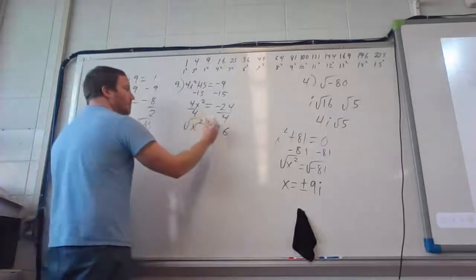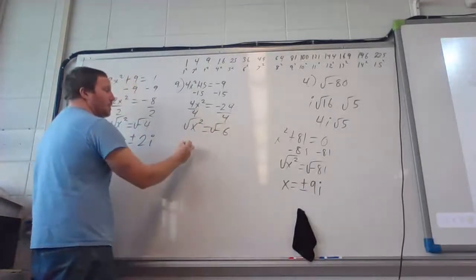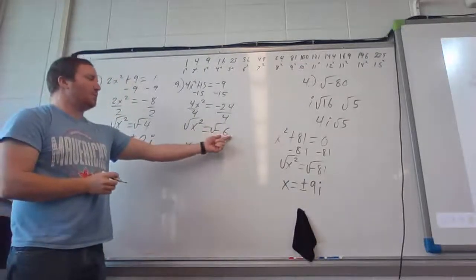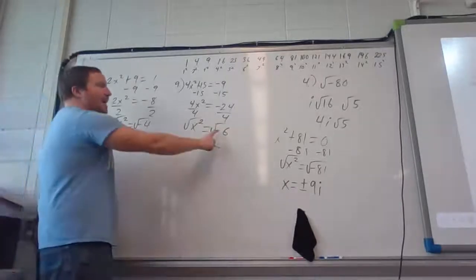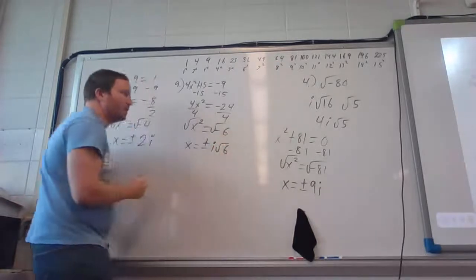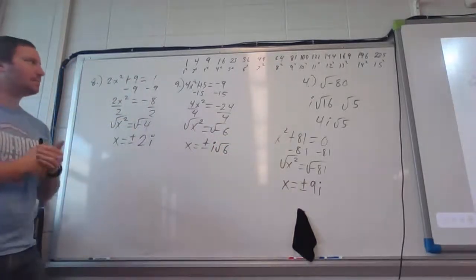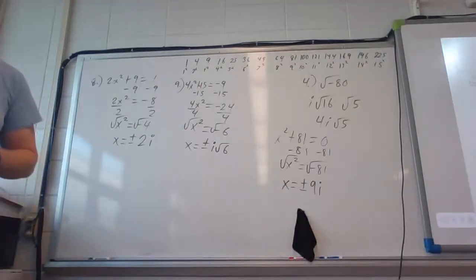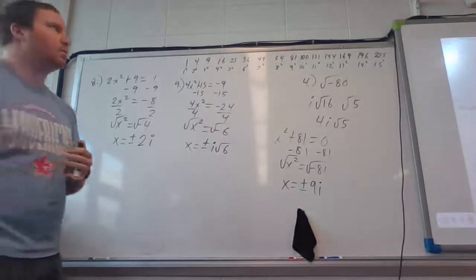Take that square root. So we get x equals plus or minus. Can we reduce the square root of 6? No. But we can take out that negative. So we're just going to get i square root of 6. Okay. Any questions? Do you want to do 11 or 12? 12.